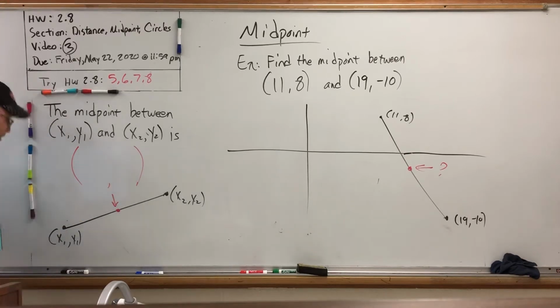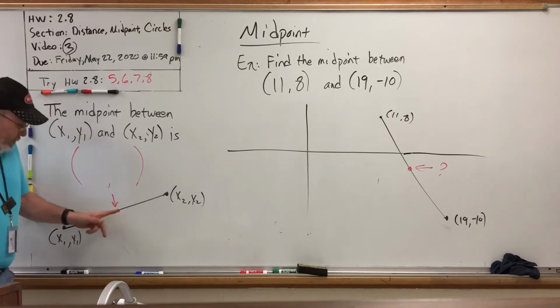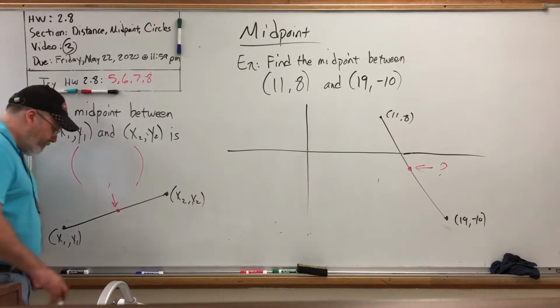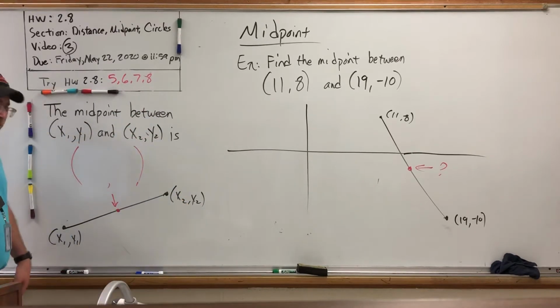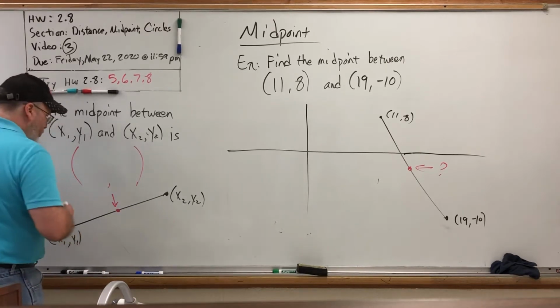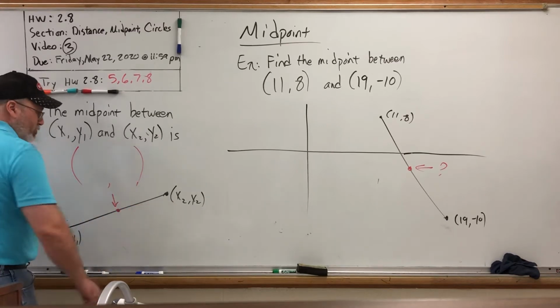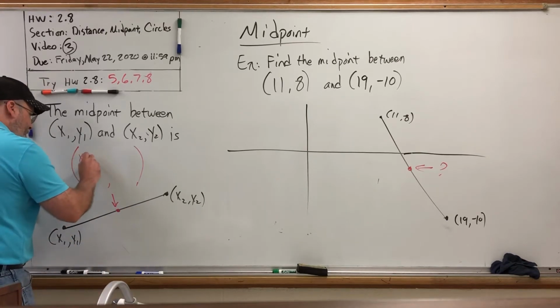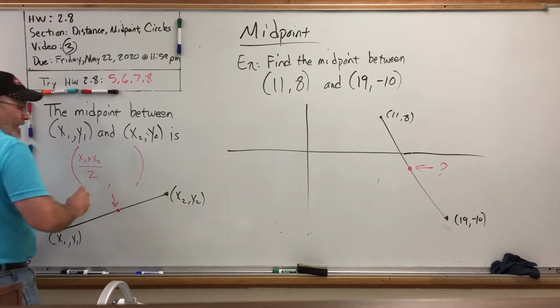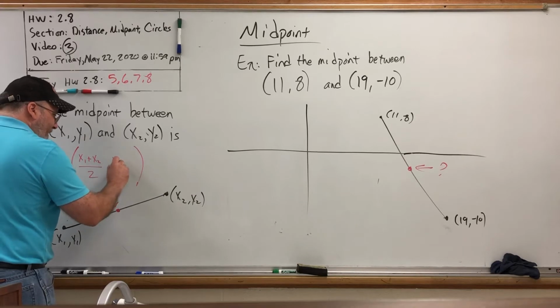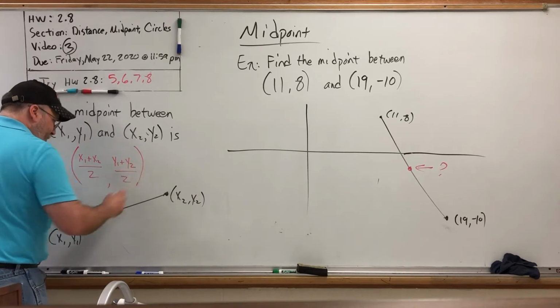Here's a generic picture. The midpoint between x1, y1 and x2, y2, the point in the middle of the segment connecting them. The idea is simple. The x is the average of the x's, and the y is the average of the y's. And how do you average two numbers? For example, how do you average x1 and x2? You add them and divide by 2. And the same thing for the y's. You average them by adding the two y's and dividing by 2.